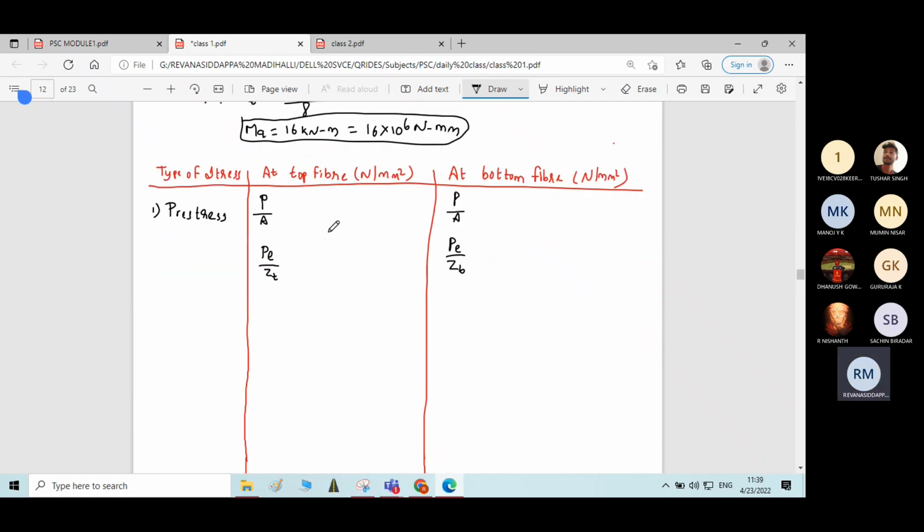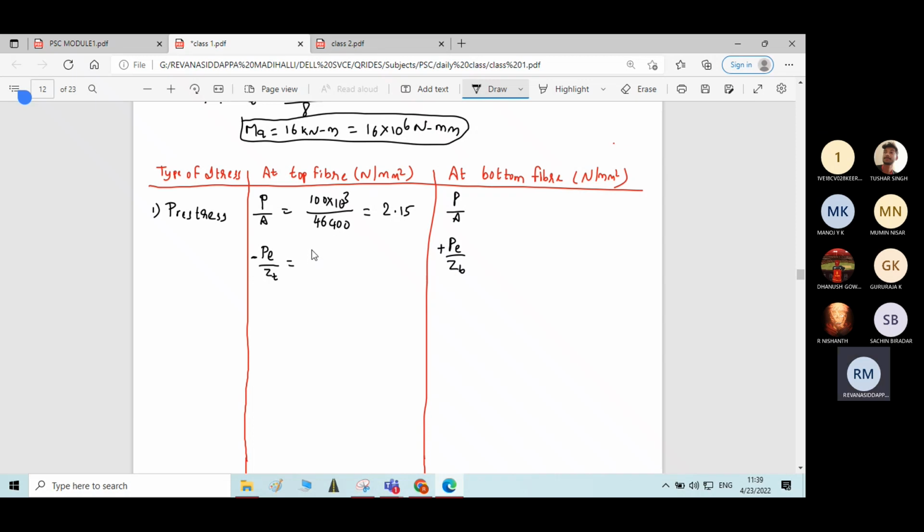The top fiber is having negative sign, the bottom fiber is having positive sign, plus P by ZB. So the prestressing force P, how much is it given? 100 kilonewton. 100 into 10 power 3 divided by the overall cross-sectional area of the section, which is 46,400. If you calculate, the answer will be 2.15 Newton per mm square.